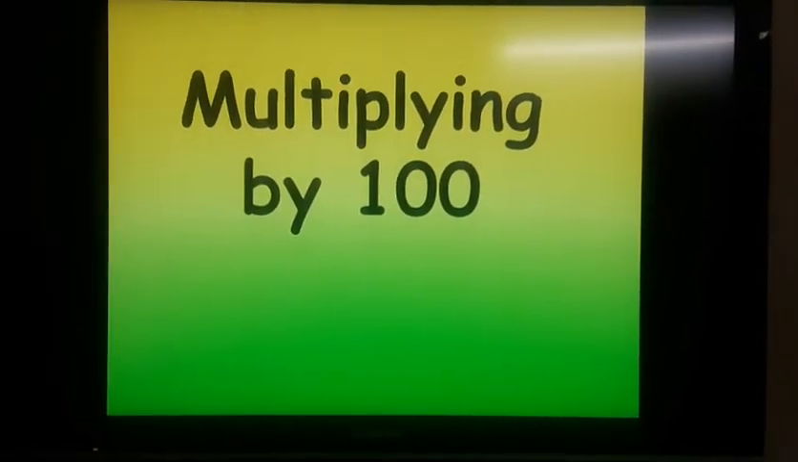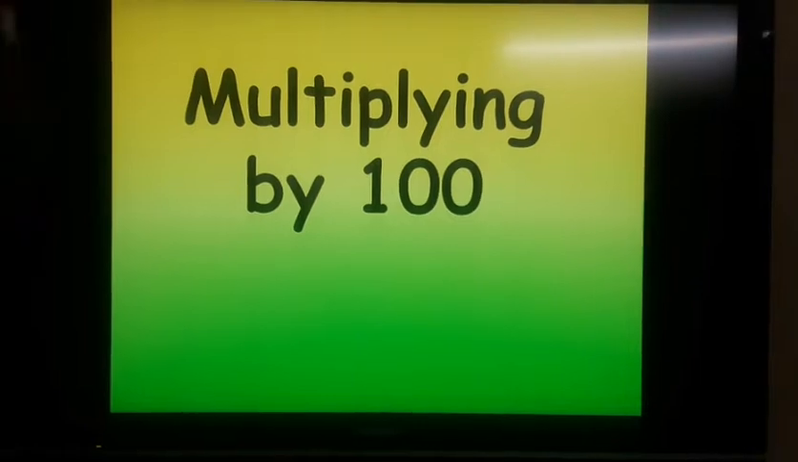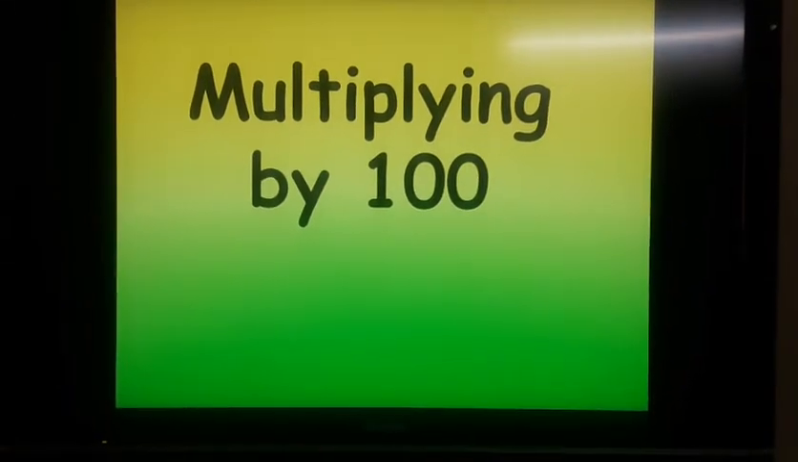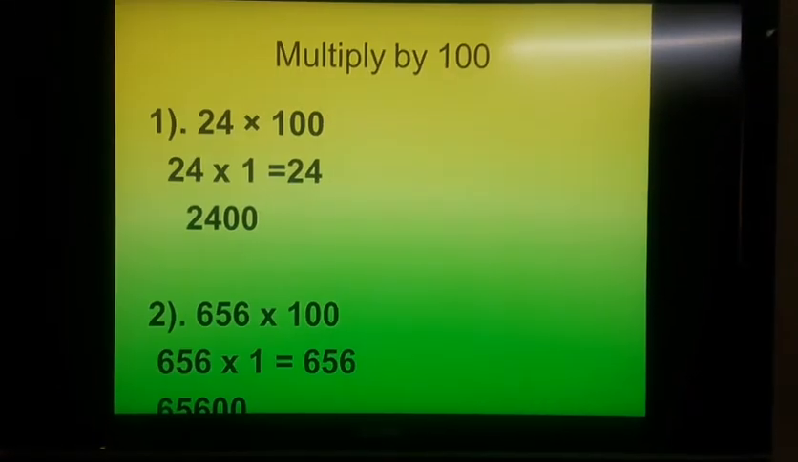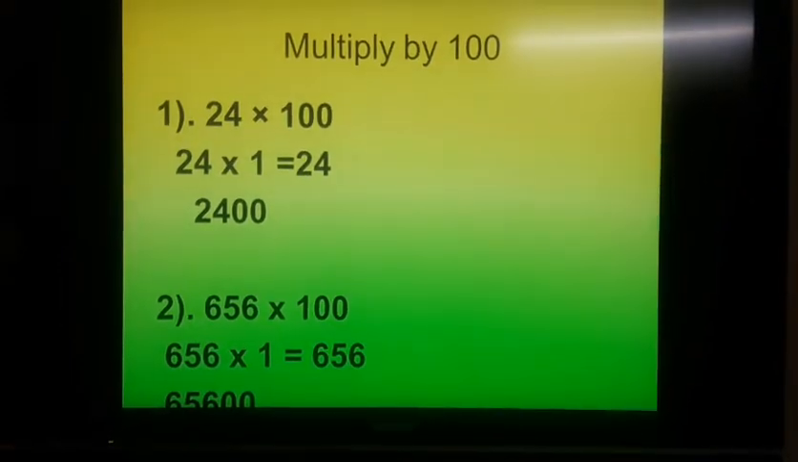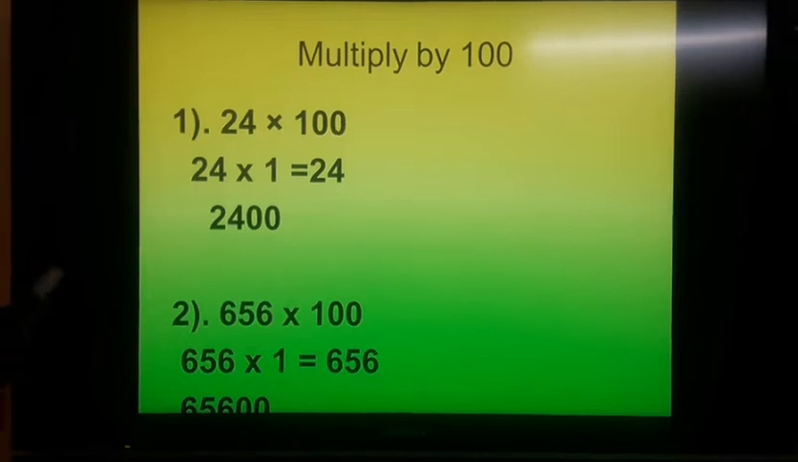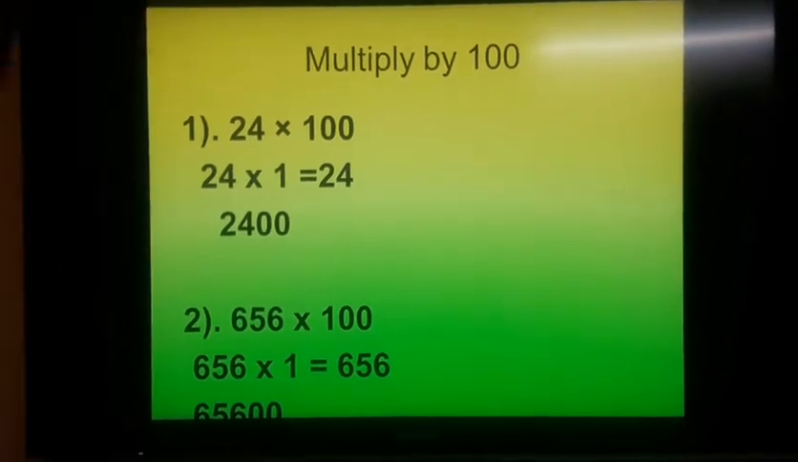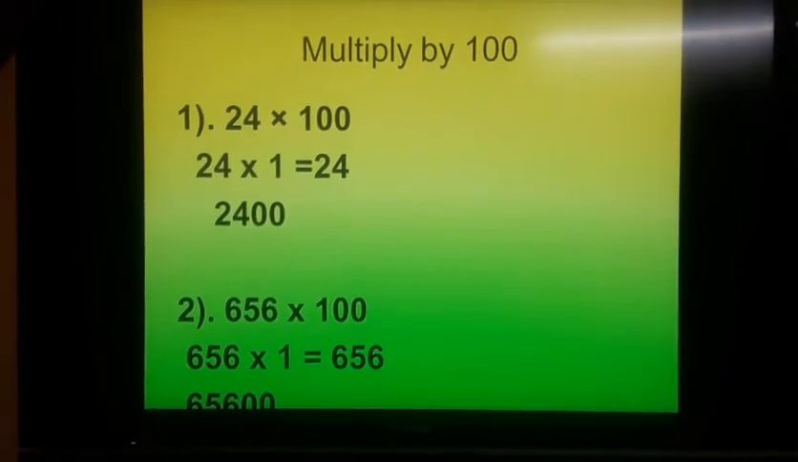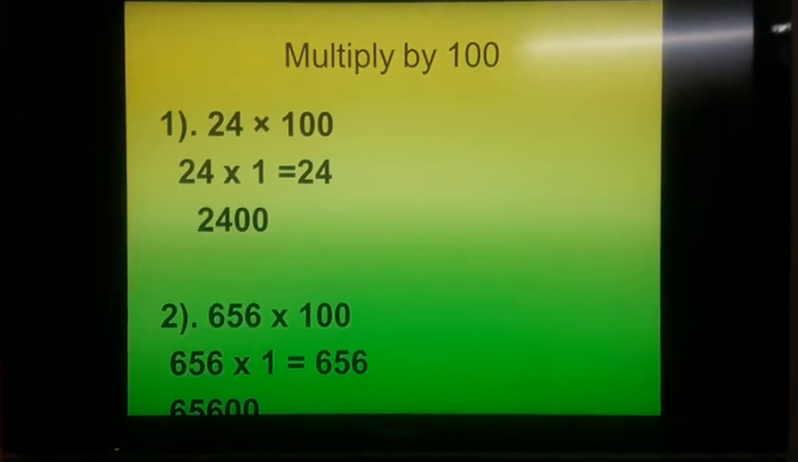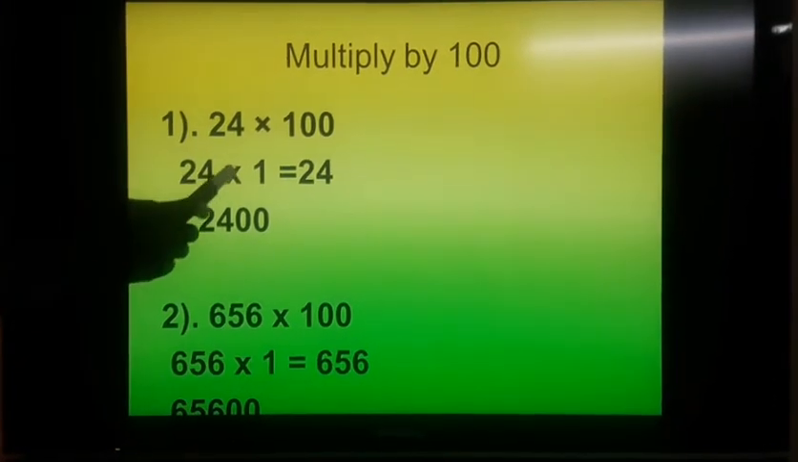Okay, we are finished with multiplying by 10. Let's look at multiplying by 100. So let's take the first example. We have 24 times 100. We are going to apply the same formula from when we're multiplying by 10. So we have 24 times 1.